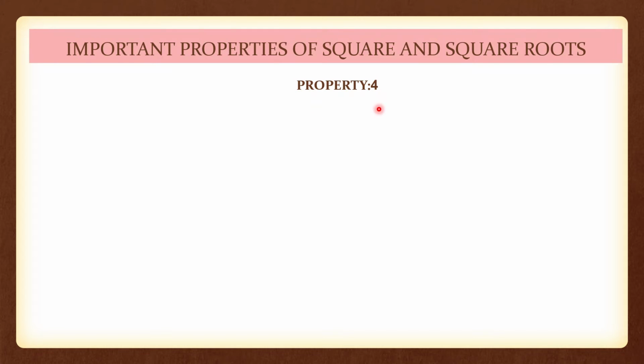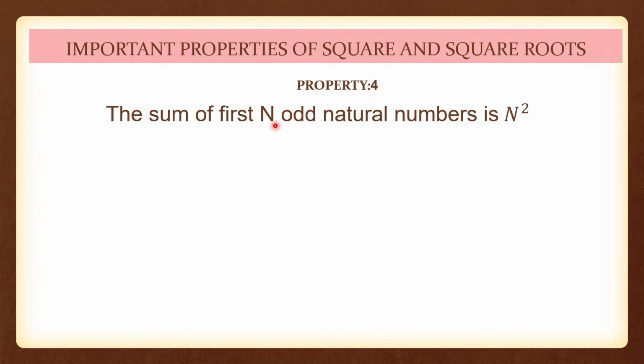Next, property number 4 says the sum of the first n odd numbers is n square. So your numbers should start with 1 and there should not be any gap between the numbers. They should be consecutive, one after the other, and all numbers should be odd numbers. So here we have 1, 3 and 5. You can add these numbers because these are less in number. 5 plus 3, 8, 8 plus 1, 9. But you can use this property as well in order to make your calculation easy.